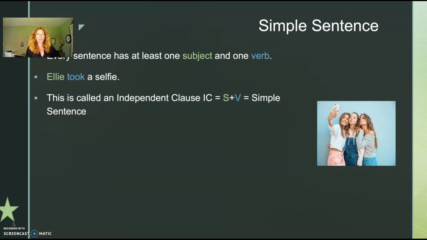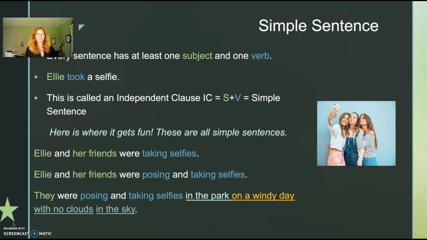Ellie took a selfie. This is called an independent clause, or IC, and it's comprised of a subject plus verb, okay? Which makes it a simple sentence. All of those things are the same. So here's where the fun starts, okay? Ellie and her friends were taking selfies. Okay, we've got two subjects here though. Is that okay? Is it still a simple sentence?